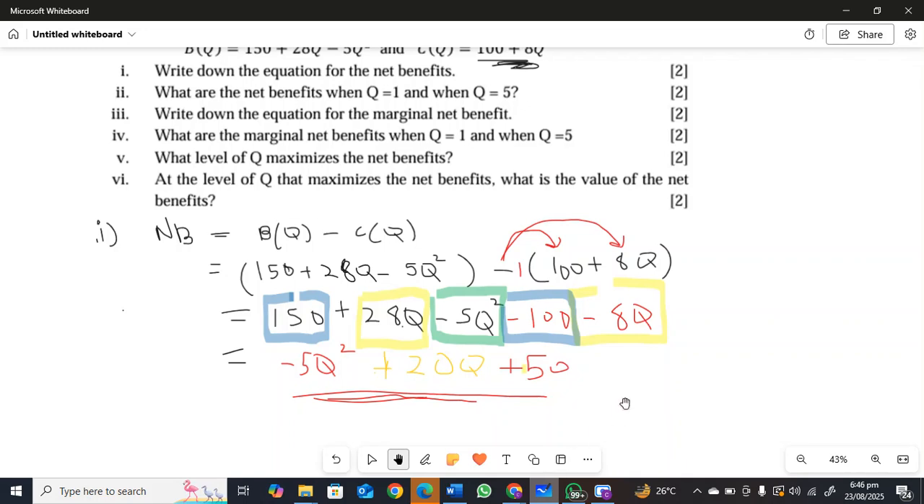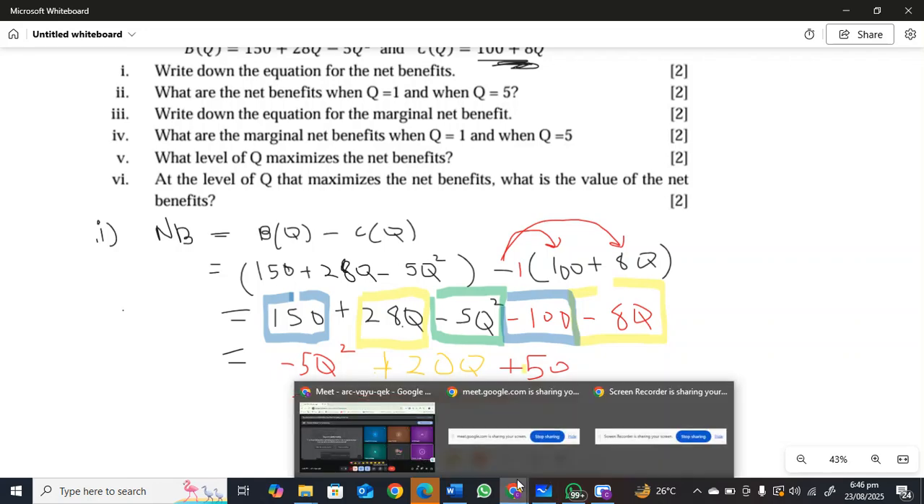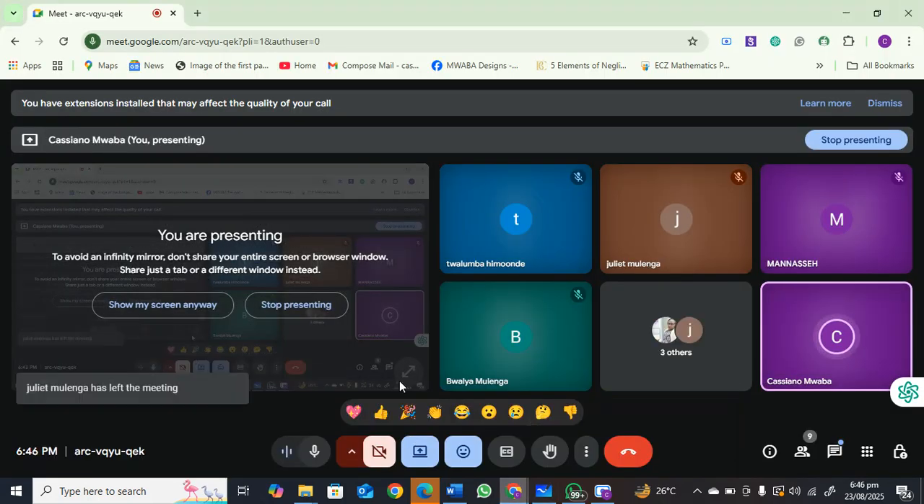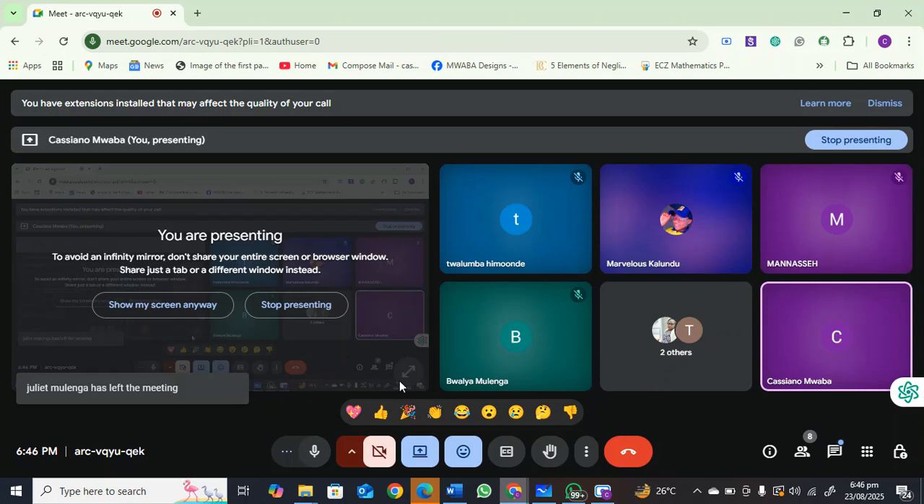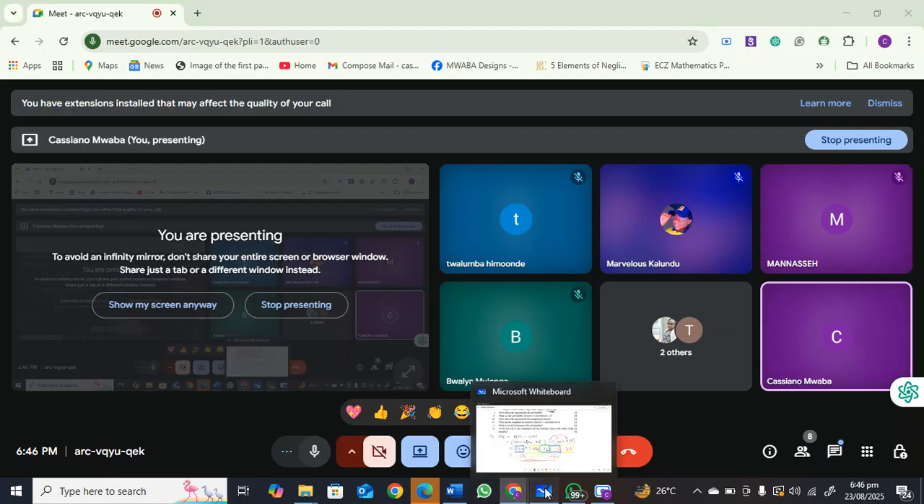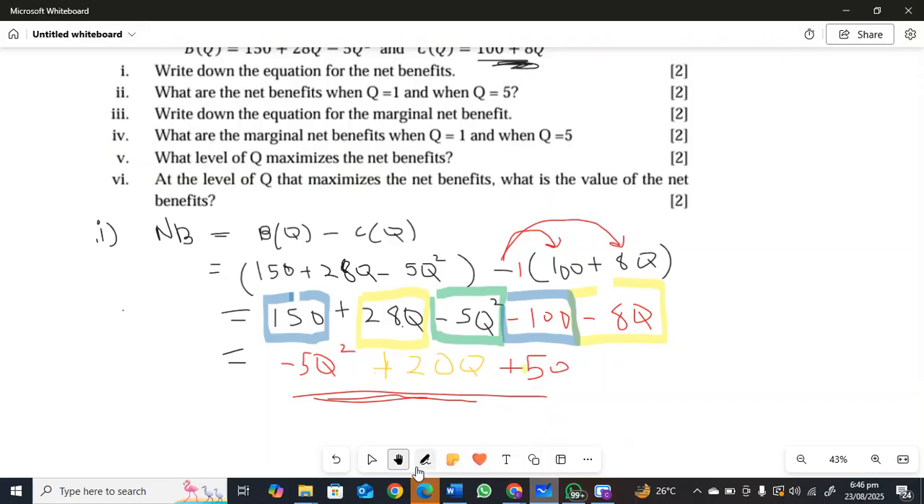Are there any questions? Remember, here I want to make sure everyone understands. Mr. Himonde, any questions? Madam Kalundu, any questions? Mr. Manasseh, Madam Walia, Madam Sombo, Madam Karim, and Madam Judith. Okay, the next part.